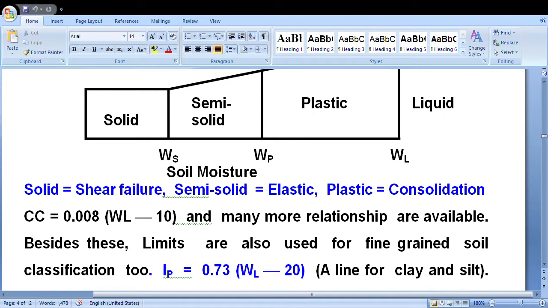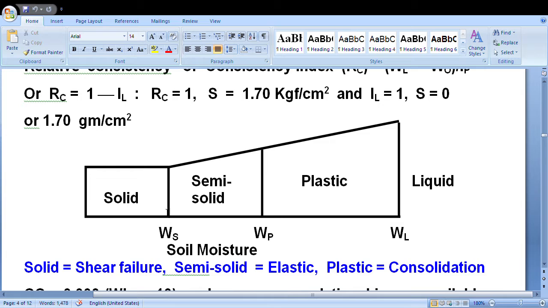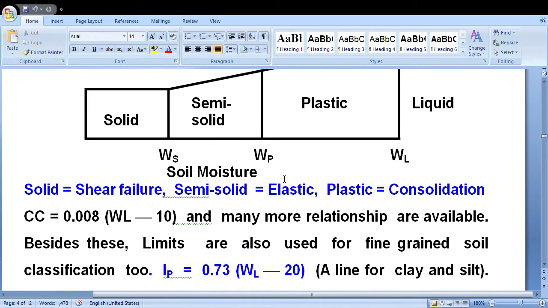Let us consider this is the A line. If plasticity index is above this A line, the soil is clay. The clay is the governing material. If plasticity index is below the A line, it is silt. The silt is the deciding and governing material.